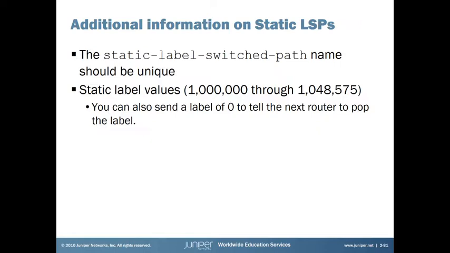label. Now, some label values, static values: we've got 1 million through 1,048,575. So there's our label values for static.